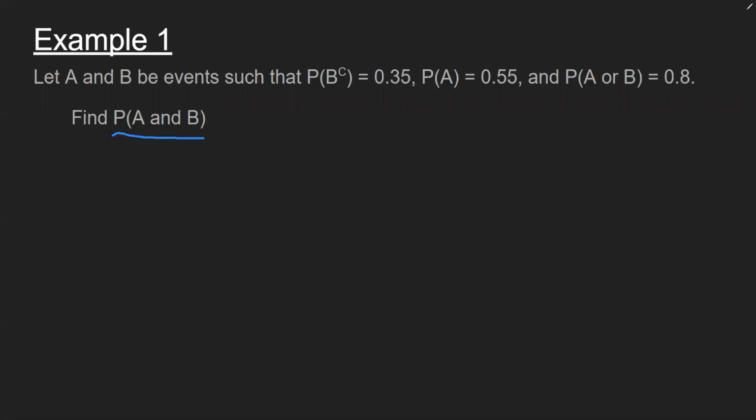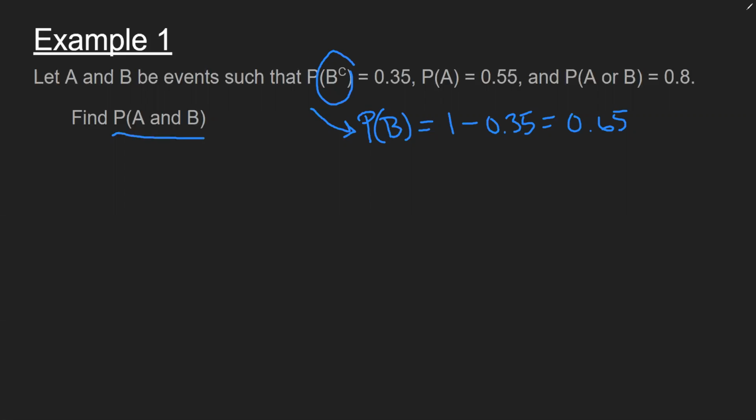So the first piece of information we're given is probability of B complement. It's the complement by that superscript C right here. If I'm given complements, I can also find the probability of just regular B. That can be given by this relationship where B and B complement add up to 1. So probability of B is just going to be 1 minus this 0.35, giving us 0.65. And then we're also given probability of A and probability of A or B.